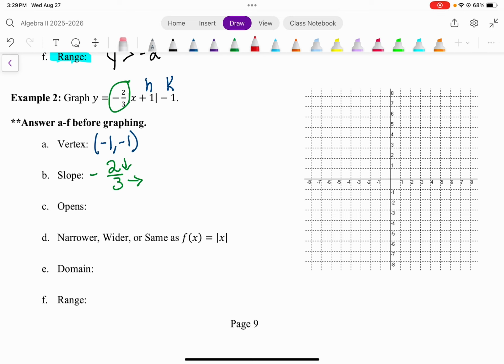This one, our a value was negative, so that means it's opening down. Then when we identify if it's narrower, wider, or the same, we're looking at just the number. So just the 2/3. And because 2/3 is less than 1, that means it's going to end up being a wider graph. The domain was the same for all of our graphs, which is all real numbers.